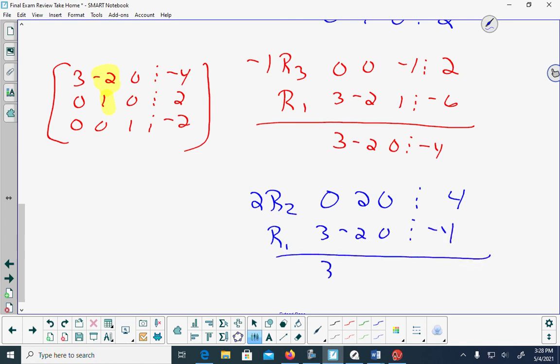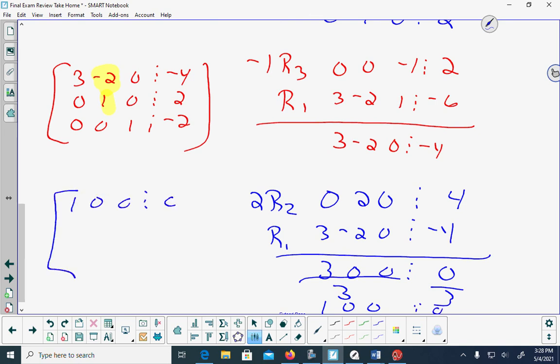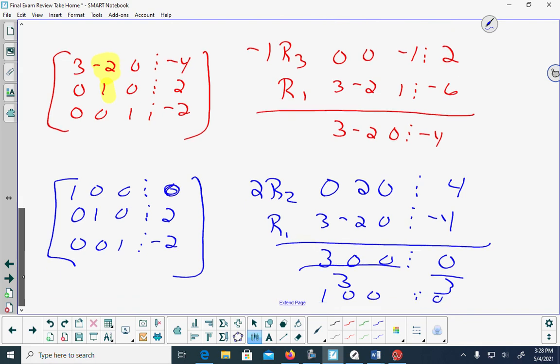So this will be 3, 0, 0, 0. So dividing both sides by 3, it's going to be 1, 0, 0. And then 0 divided by anything is 0. So I am in complete reduced row echelon form. I'm going to have that. And so my answers are going to be 0, 2, and negative 2.